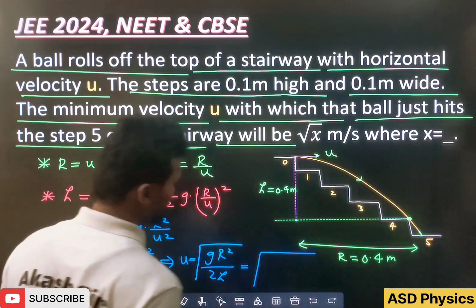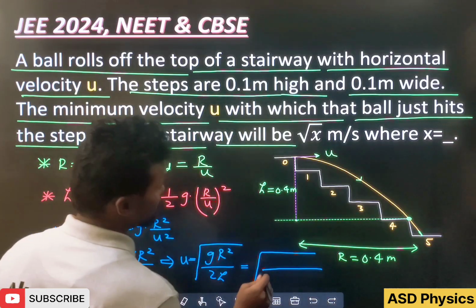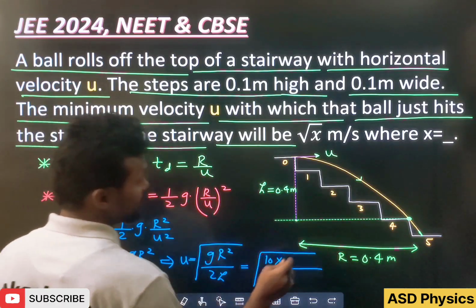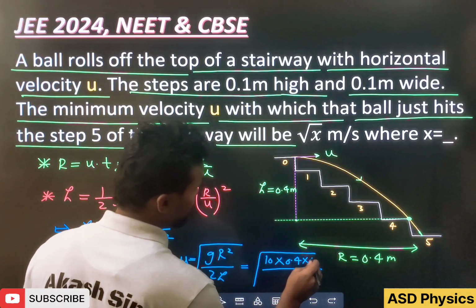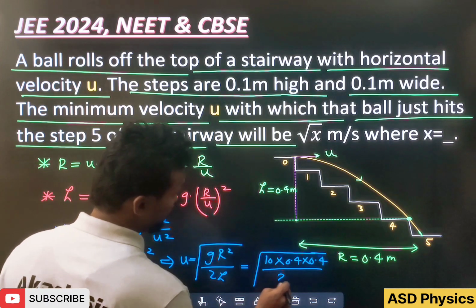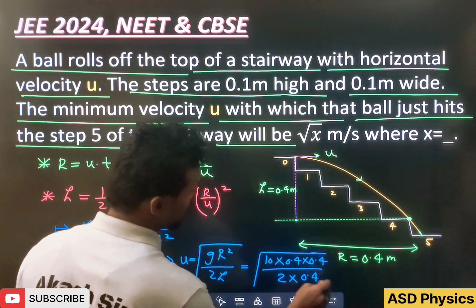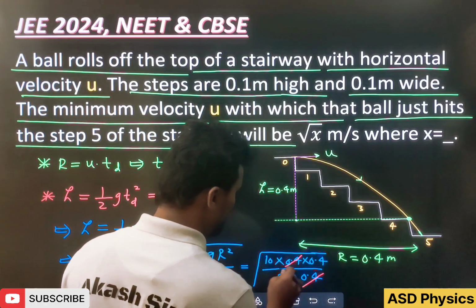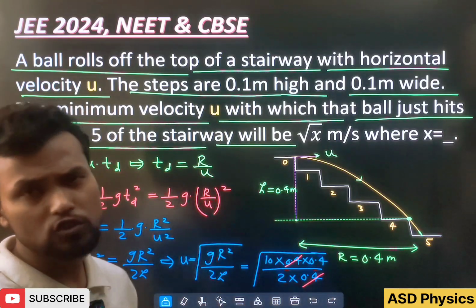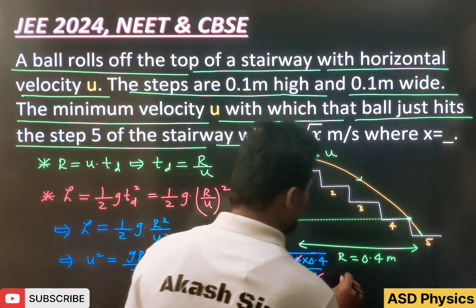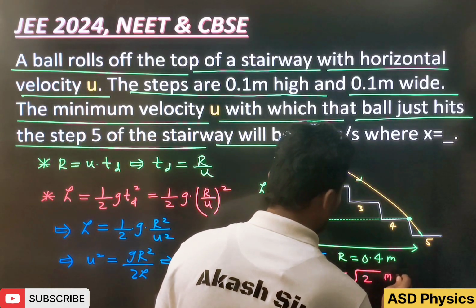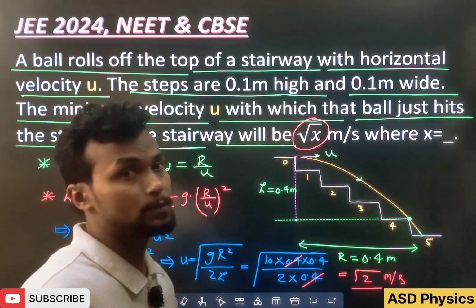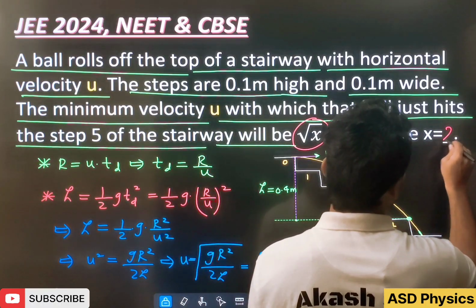Okay, let's put the values. Let's take the value of g as 10. R is 0.4, so 0.4 into 0.4, divided by 2 times the height, which is also 0.4. Let's cancel what can be cancelled: this 0.4 and this 0.4 cancel. 10 into 0.4 means 4, and 4 by 2 gives root 2. Root 2 meter per second. This root 2 meter per second we have to compare with root x meter per second. Then what is the value of x? The value of x is 2.